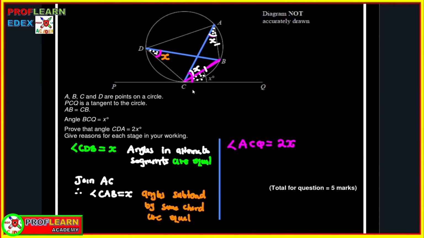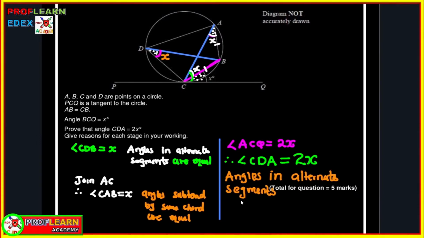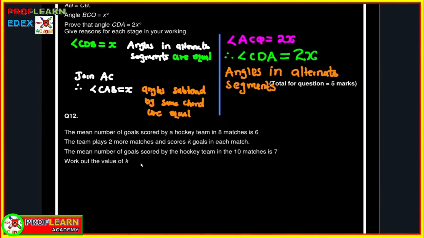So we are going also now to say the entire angle C is going to be equal to angle CDA, yeah, because this CDA equals 2x, because angles in alternate segments are equal. You can see all of that is shown there.